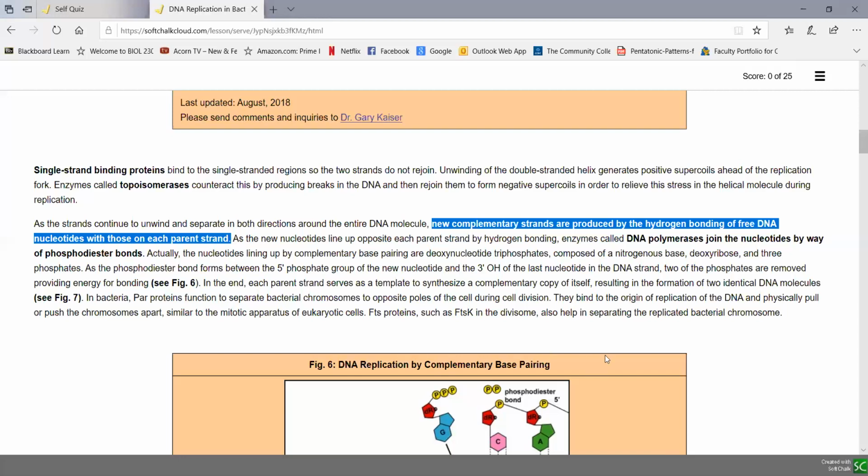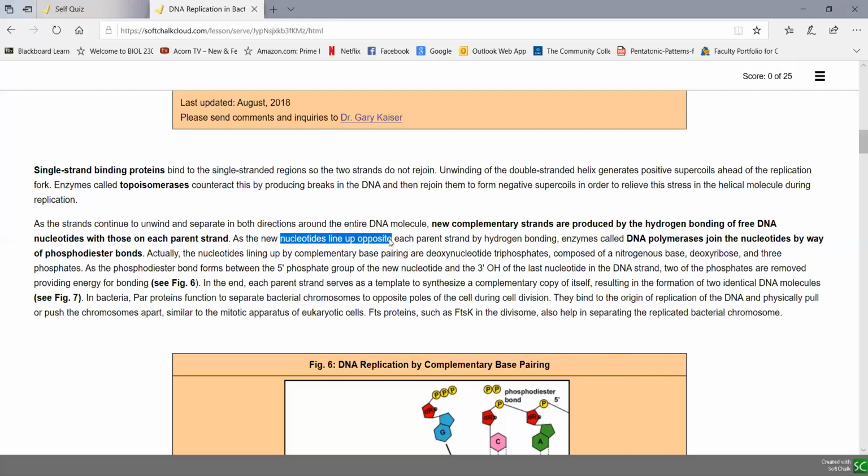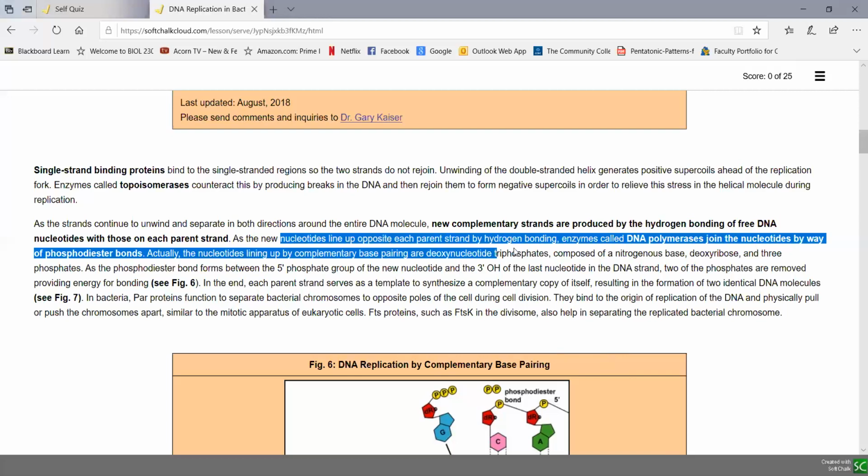And as those new nucleotides line up by complementary base pairing or hydrogen bonding, then enzymes called DNA polymerase will join the nucleotides together, forming what's called a phosphodiester bond, where the phosphate of one nucleotide, the new nucleotide being inserted, will form a bond with the hydroxyl or OH group of a nucleotide already in the strand.